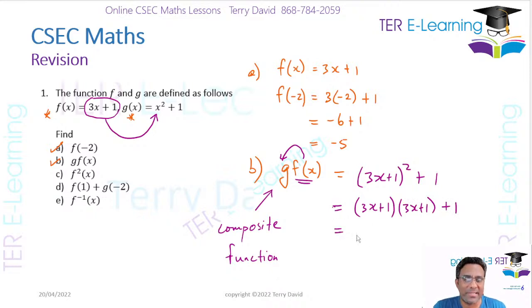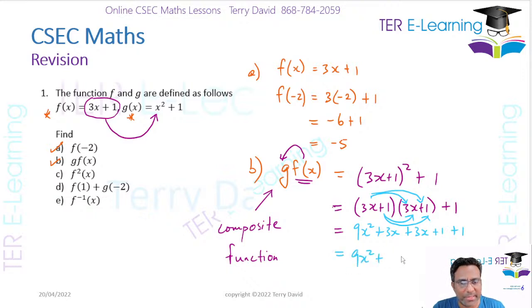When I multiply these brackets, I need to take my first term and multiply by the first term in the second bracket. Then I need to take this first term and multiply by this. So 3x by 3x is going to give you 9x squared. Then 3x by 1 will give me plus 3x. Then I take this 1 and multiply by this 3x, which gives me plus 3x. And then this term by this term gives me 1. So therefore, my final answer is going to be 9x squared plus 6x plus 2.